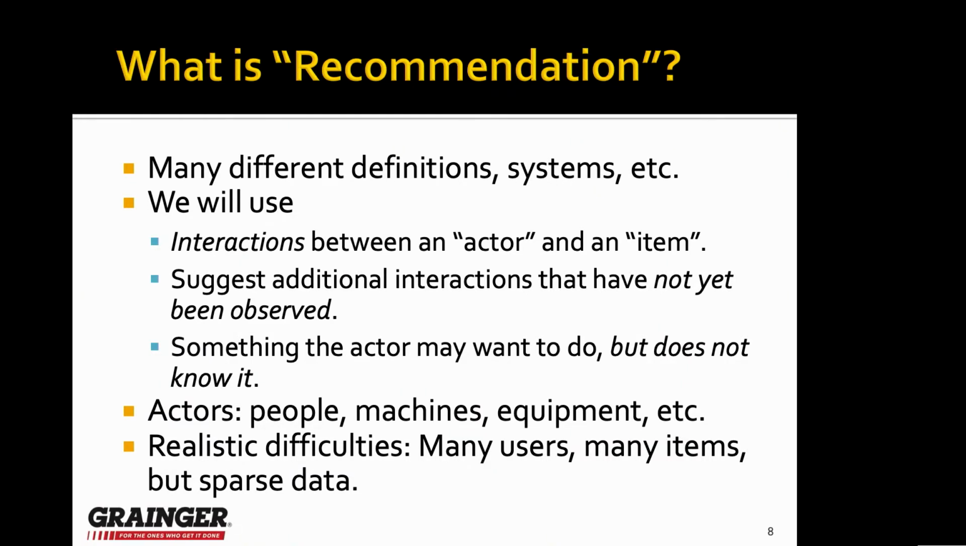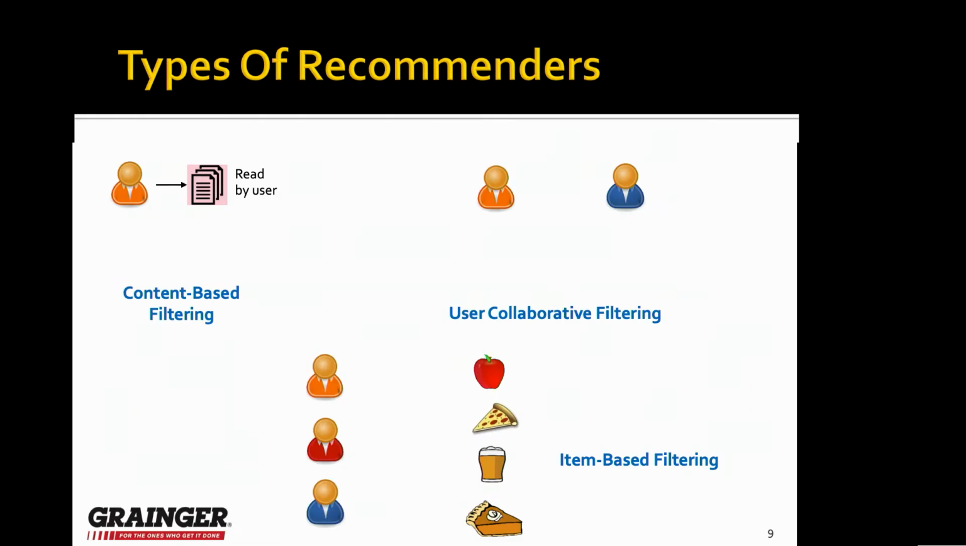Types of recommenders. The first one is pretty straightforward. A person reads an article. There are similar articles, and we just simply pass that back to the user. This is your typical type of content-based filtering, where it might be something more like a library type of situation, where you're basically finding similar articles.